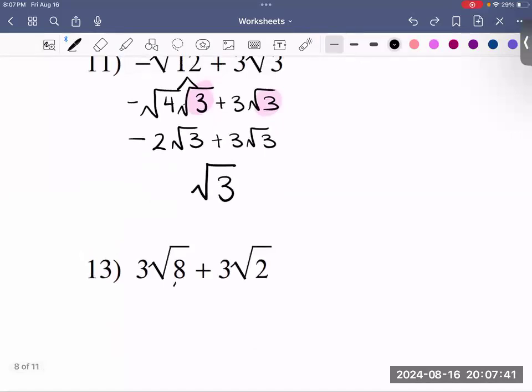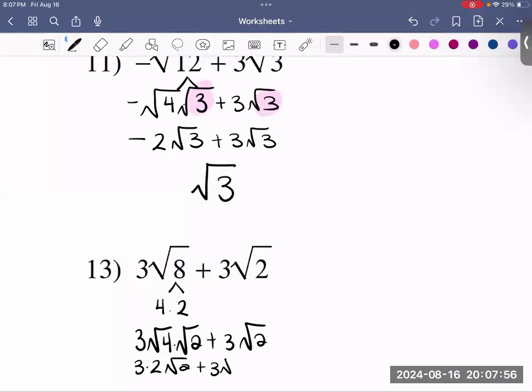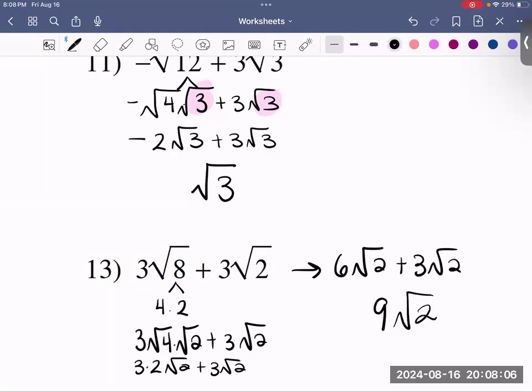All right, the square root of 8, we said is 4 times 2. So you have 3 root 4 times the square root of 2 plus 3 square root of 2. So you have 3 times 2 root 2 plus 3 root 2. So you get 6 root 2 plus 3 root 2. So 9 root 2 in total.